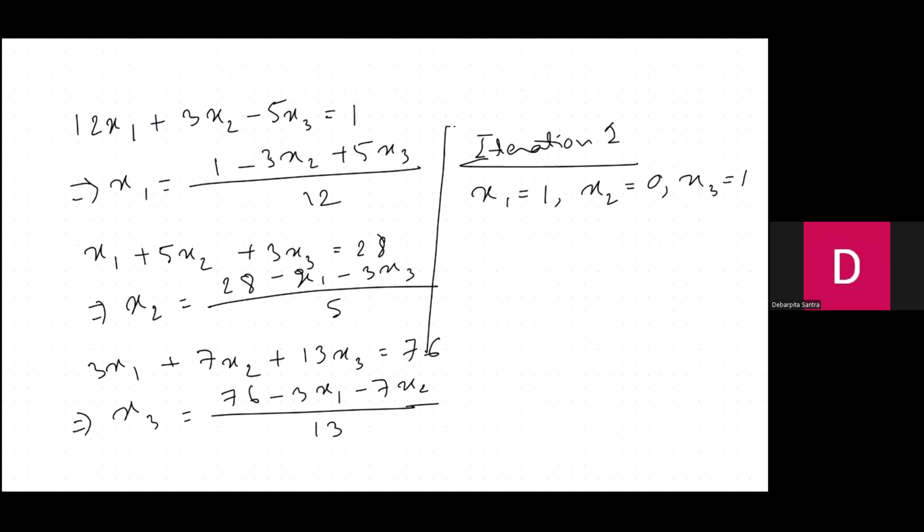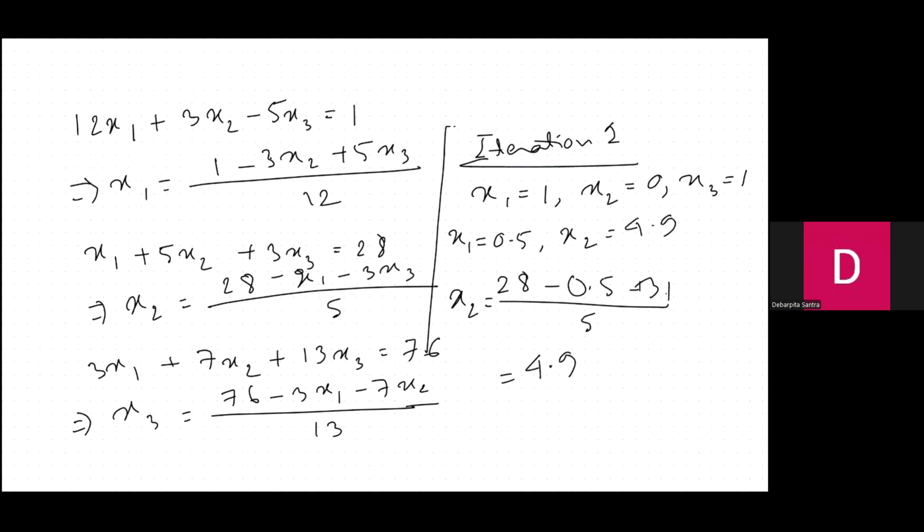Now we have found x1 as 0.5. So what is our x2? x2 is 28 minus x1. Now we use the updated value of x1, that is 0.5, minus 3 into x3, x3 means 1, divided by 5. So 28 minus 0.5 minus 3 divided by 5. If you calculate this, it becomes 4.9. So now we find x2 as 4.9.